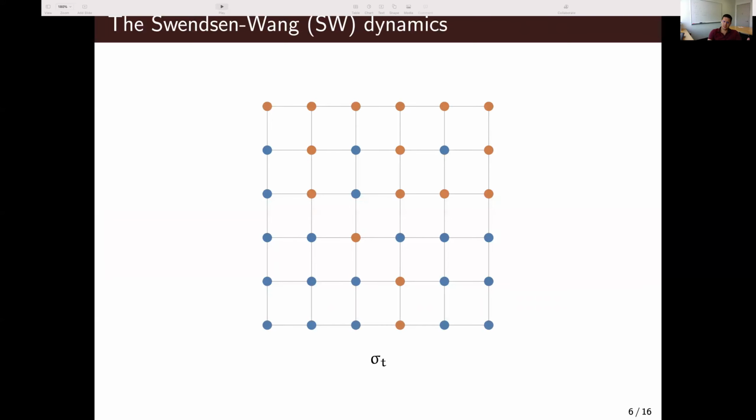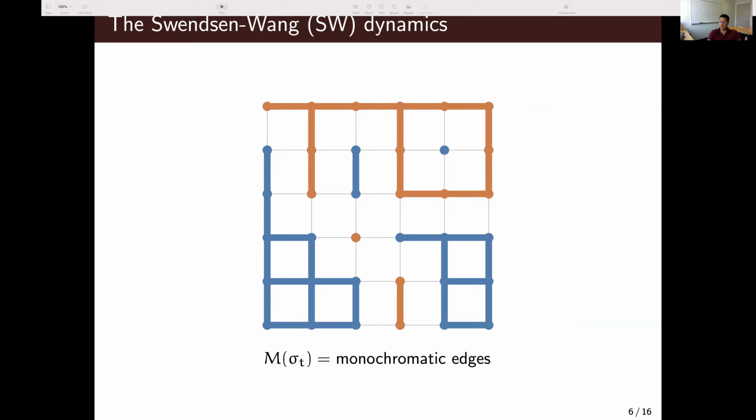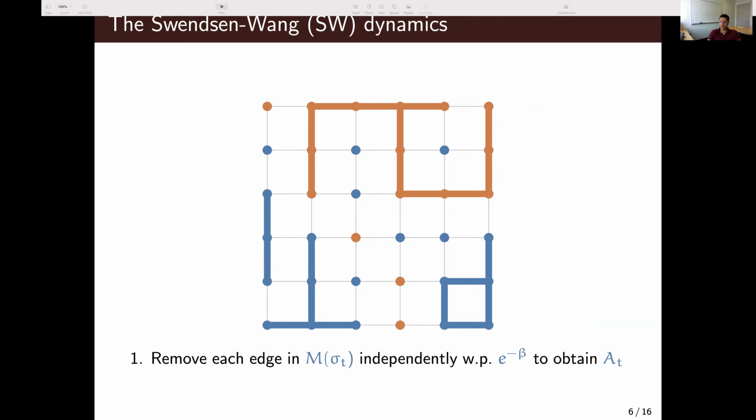And that is what motivated the introduction of this other Markov chain, which is much more sophisticated, much more complex, known as the Swendsen-Wang dynamics. Okay, so here is one step of the chain. Suppose that you have some configuration, some assignment of spins to the vertices. In one step of this chain, we consider all the monochromatic edges in the configuration, and then we remove some of the edges with some probability. Every monochromatic edge is removed with probability e to the minus beta, where beta is the model parameter.